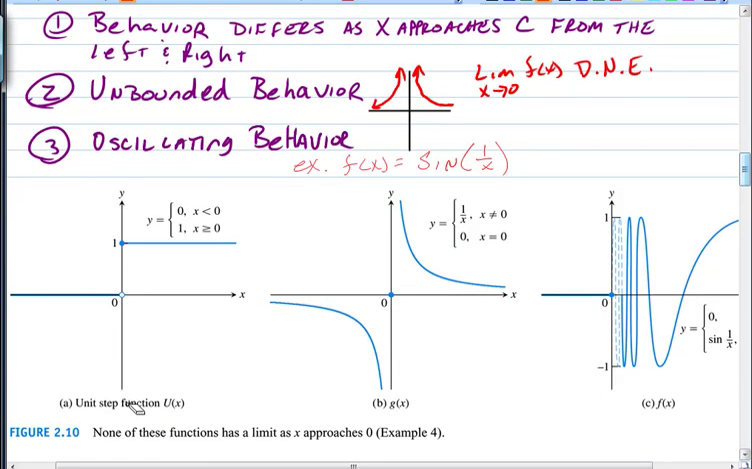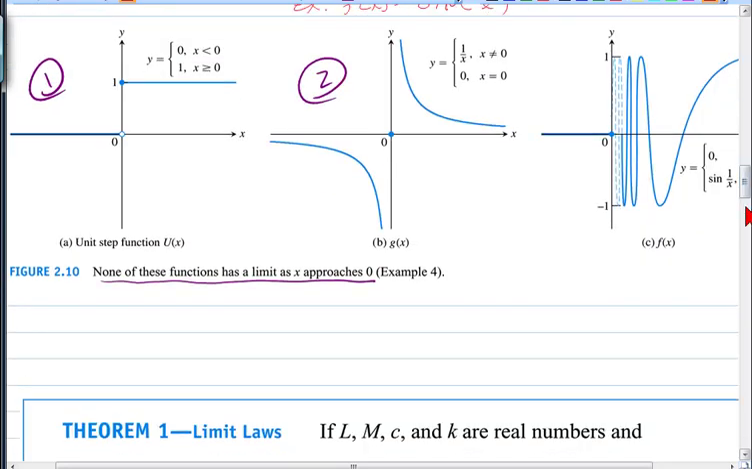Okay? So here's an example where our left-hand limit is not equal to the right-hand limit. That's condition number 1. Here's a condition where we have unbounded behavior as x approaches 0. None of these functions have limits as x approaches 0. And here, this is a piecewise function, and we have this oscillating behavior going on close into 0. Okay? We know sine bounces back and forth between 1 and -1. But as x gets closer and closer to 0, that argument becomes undefined. The angle becomes undefined. Okay? Any questions? Okay.